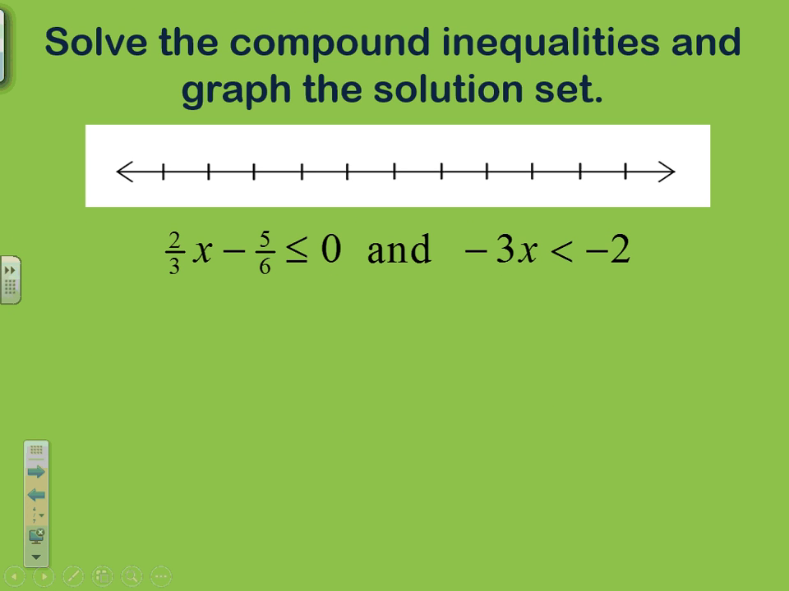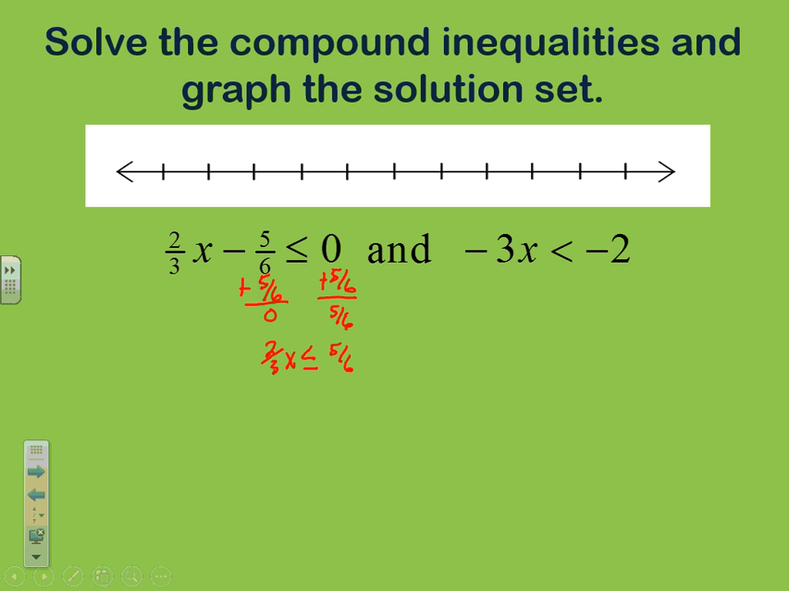The inequality on the left does have fractions in it, so you're more than welcome to multiply with a common denominator of 6 if you would like, but it's not necessary. So I'm going to begin by moving the constant from the left side to the right side. Here on the left, they're opposites and cancel, and I get positive 5 over 6 here. So 2/3 x is less than or equal to 5 over 6.